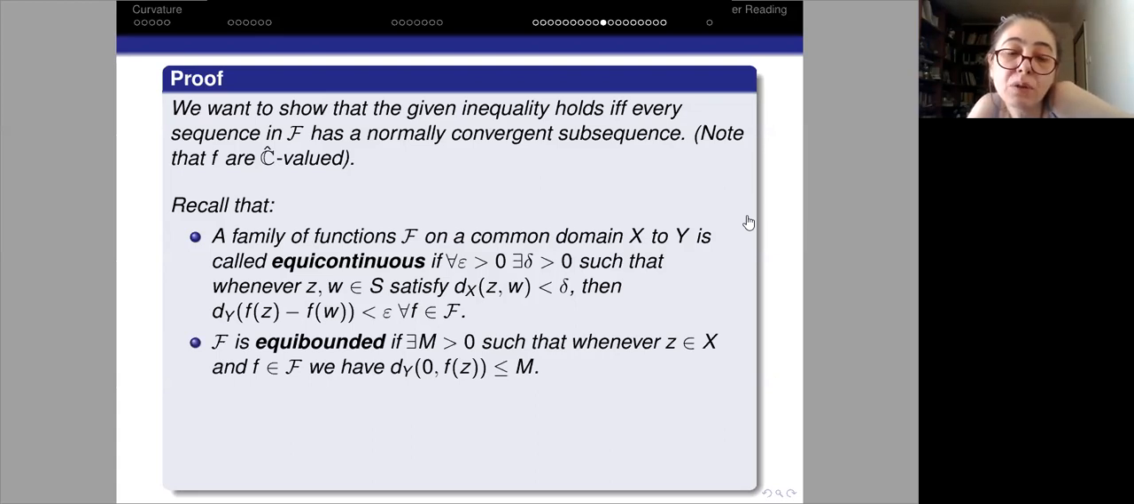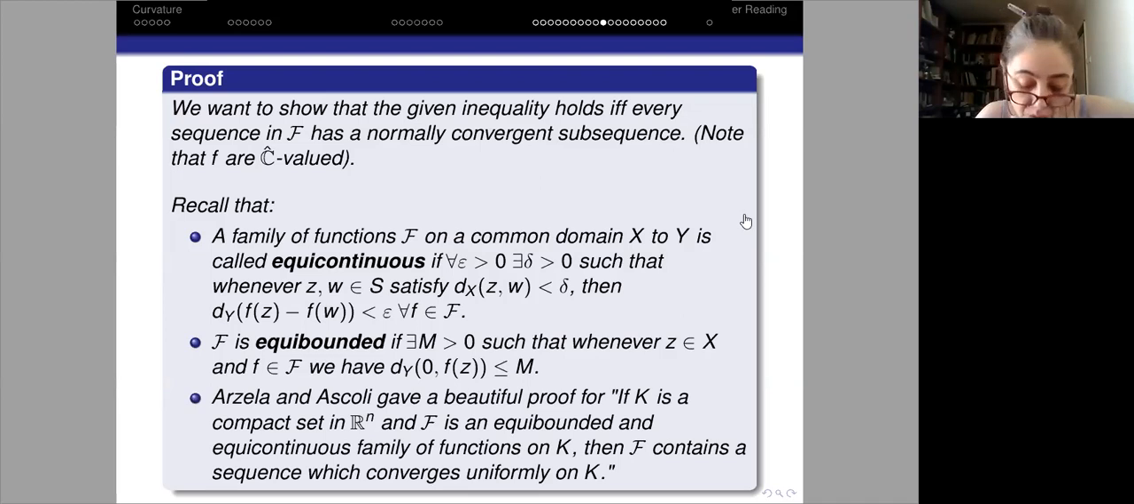So we also give the definition of equiboundedness. F is equibounded if there exists a bound M greater than zero such that whenever you take a point z in X and a function f in F, we have the distance of f(z) from zero less than or equal to M. So this means that the image of the set lies in a relatively compact set. It lies in a ball.